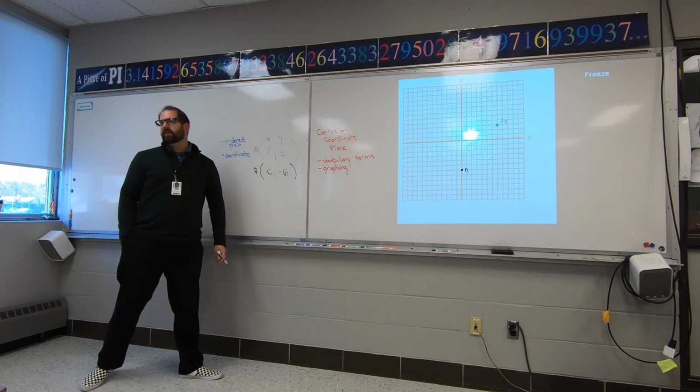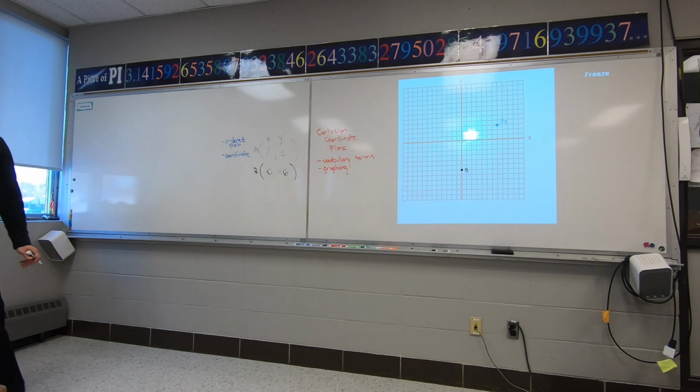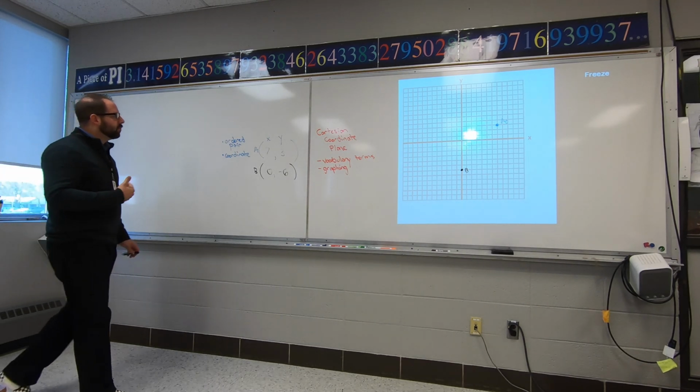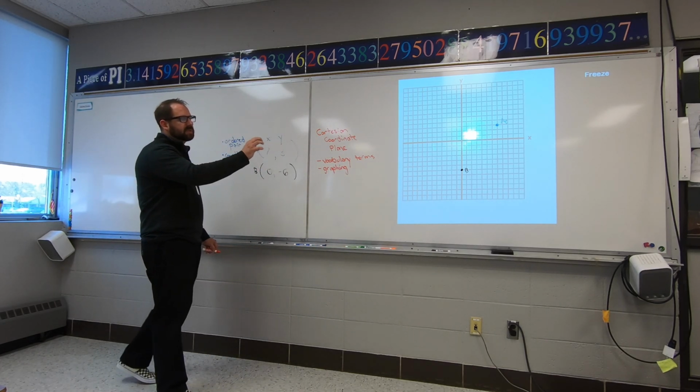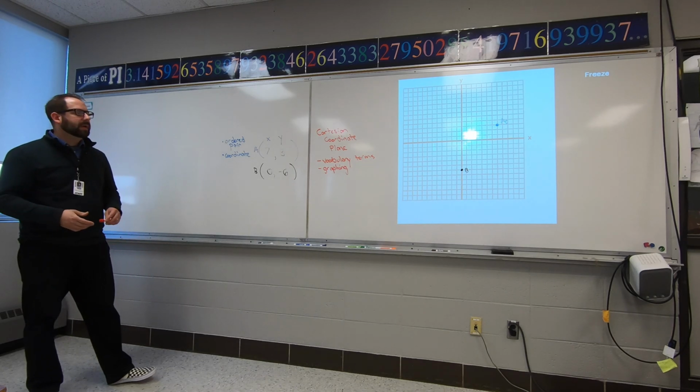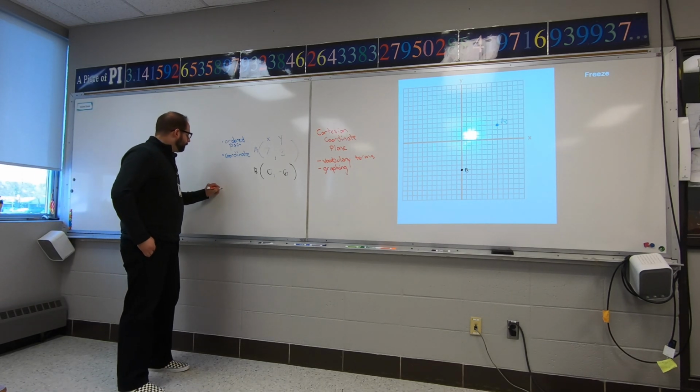That's how you get anywhere on this graph. Questions with graphing at all? Okay, now vocab terms. Obviously, we're talking about ordered pairs, or points, which are locations in space labeled with a capital letter at this point. Quadrants.